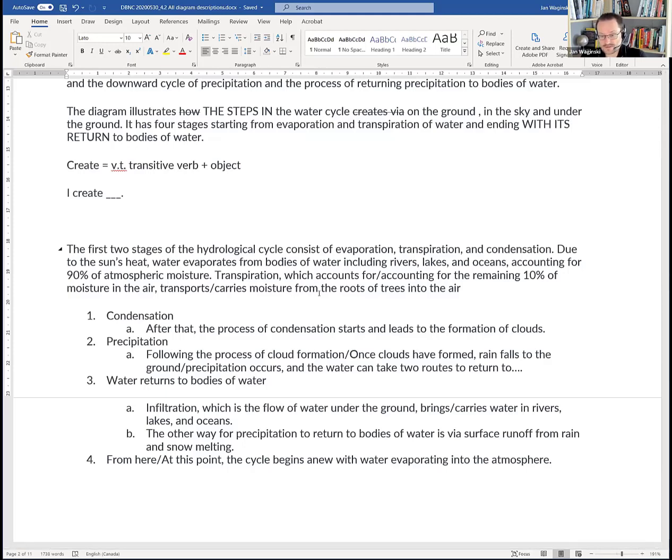Then you would use a passive participle, the third form. But it's not just present, it's any tense, past, present, future, that active transformation is identical. Which accounted for is active voice. So if it were "which accounted for," it would still be "accounting for." "Which will account for" is still going to be "accounting for." Yes, I know. Carries, I prefer carries moisture from the roots of trees into the air.